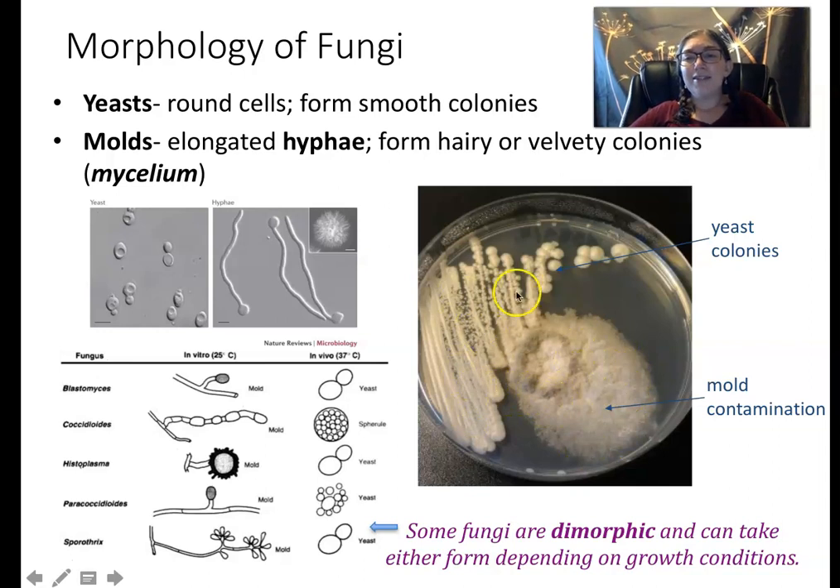You'll see that yeast colonies look a lot like bacterial colonies. They're small and round, whereas molds, due to these microscopic hyphae, or feathers almost, look fuzzy and velvety. That's usually how we think of mold, as looking fuzzy like this. Another name for this fuzzy mold is a mycelium. The velvety colonies formed by molds are called mycelium.